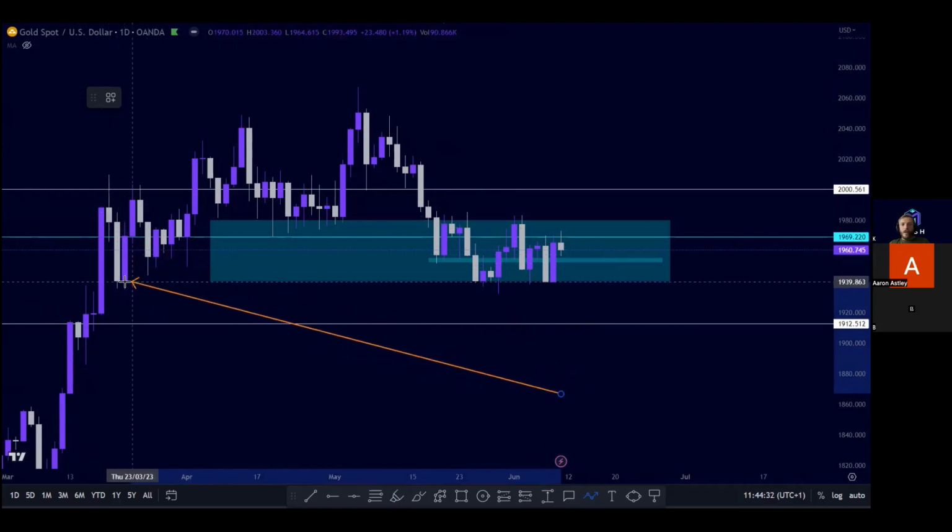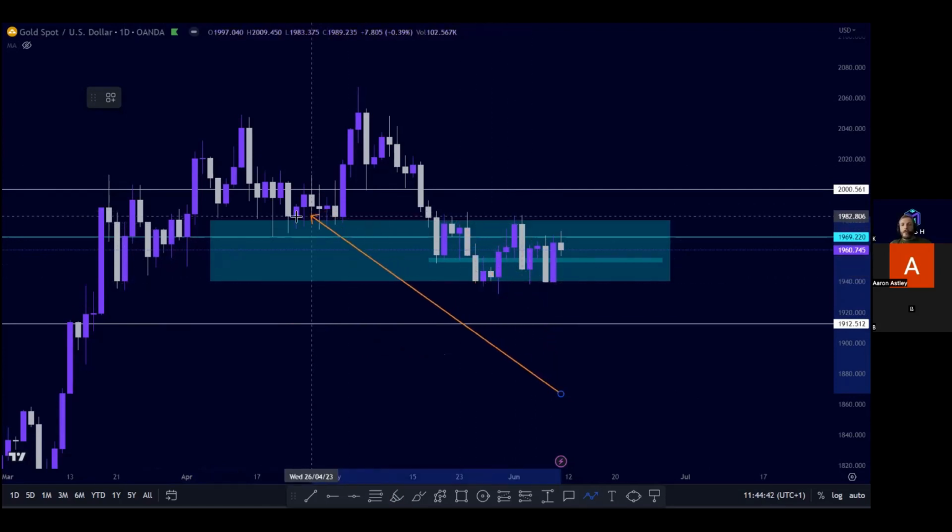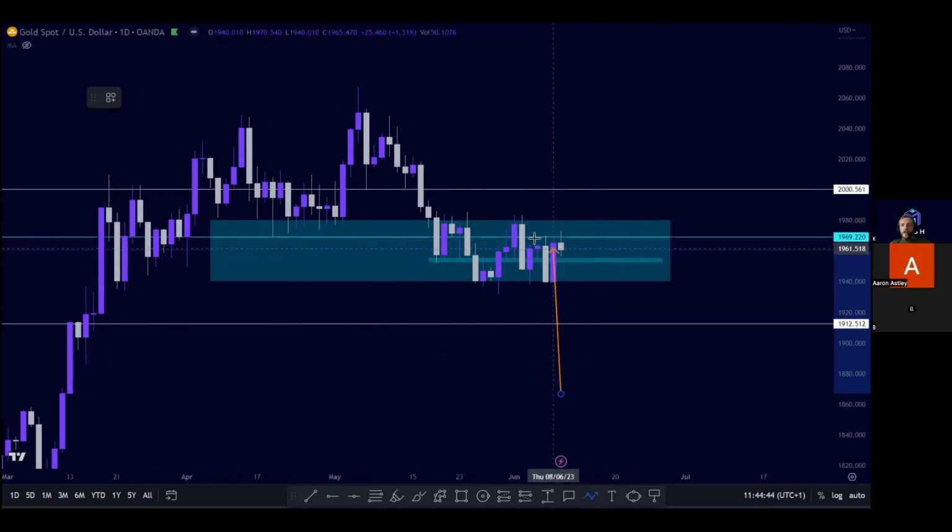So we pulled back into this range. We've got a daily supply and demand zone, and we pulled back into this daily supply and demand zone. We established support before taking off back to the top of this range, which is also resistance. So we're trading within this range of consolidation now.